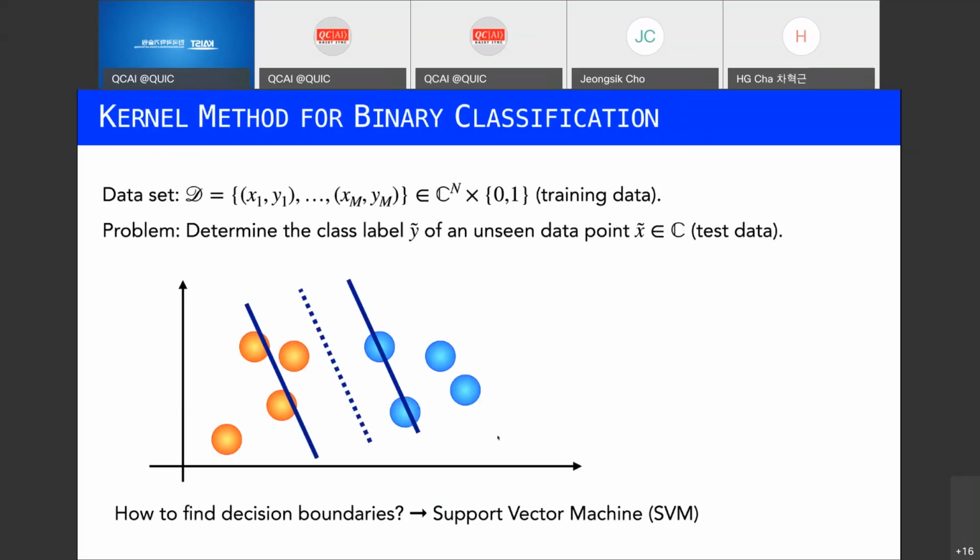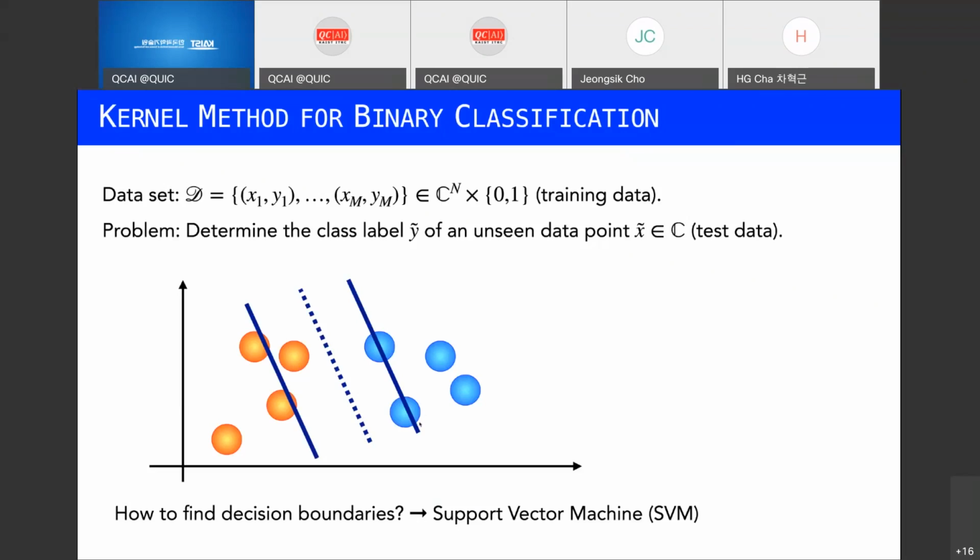Because now we know this decision boundary, if the data is on the left-hand side of the boundary, then it should be labeled as orange. But if the data is on the right-hand side of the decision boundary, then it's labeled as blue. So labeling becomes really easy once you know the decision boundary.